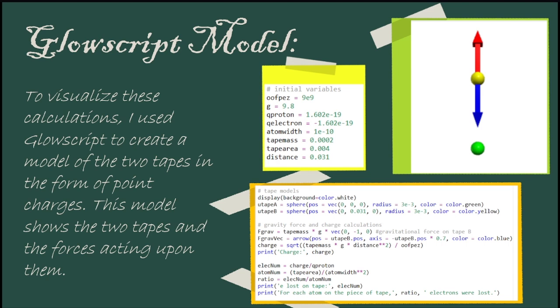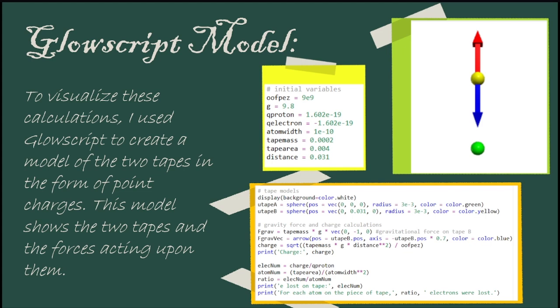To visualize these calculations, I used GlowScript to create a model of the two tapes in the form of point charges. This model shows the two tapes and the forces acting upon them. The yellow ball represents tape B and the green ball represents tape A, while the arrows represent the two forces, F_elec and Fg.